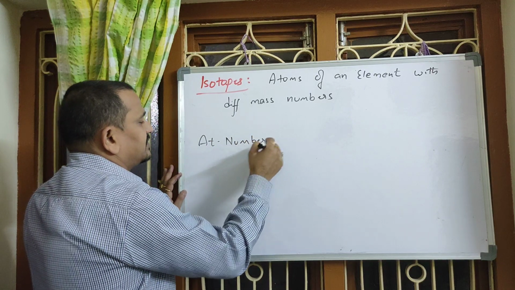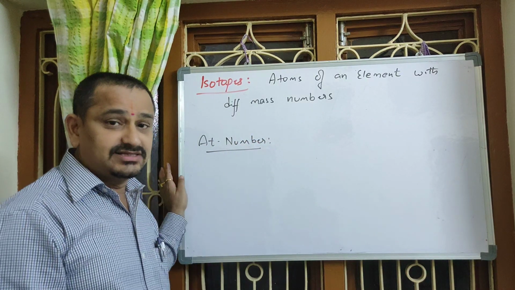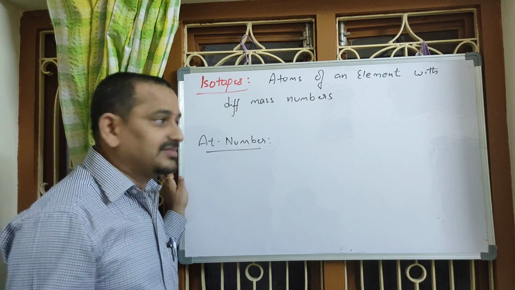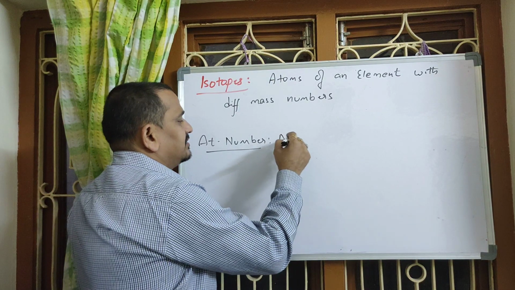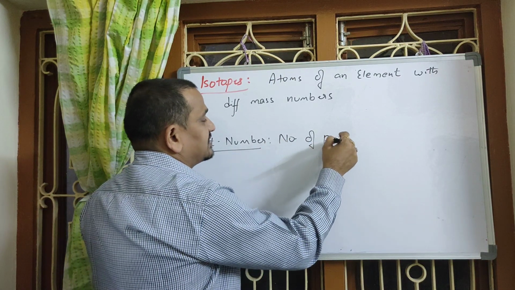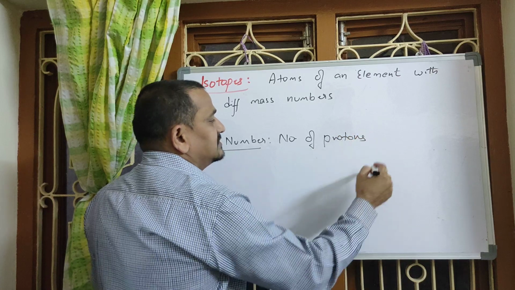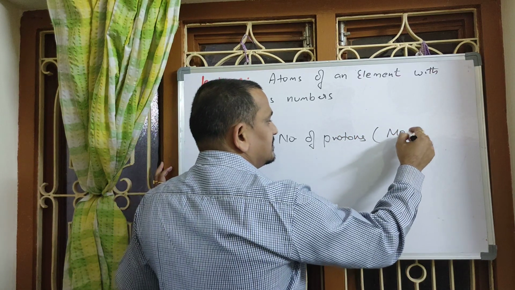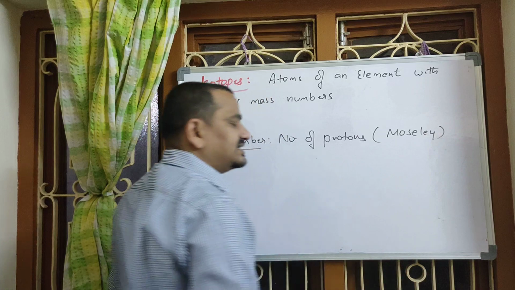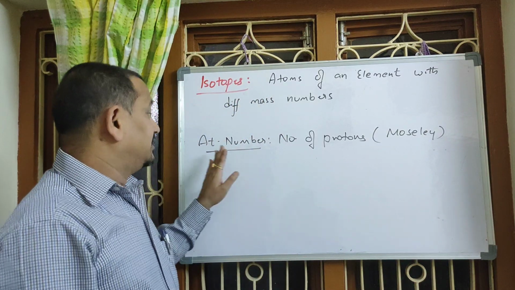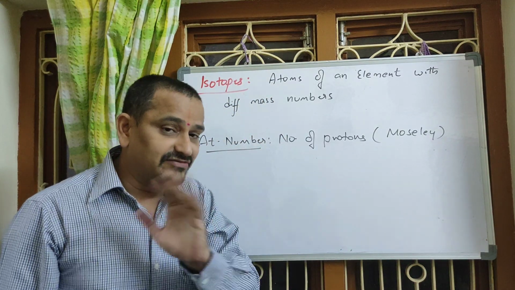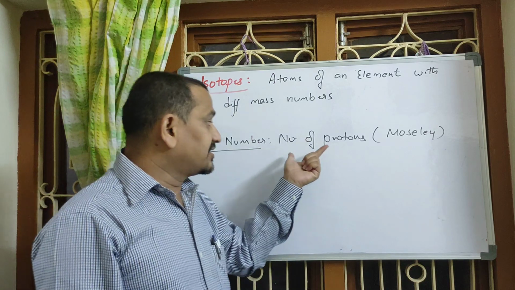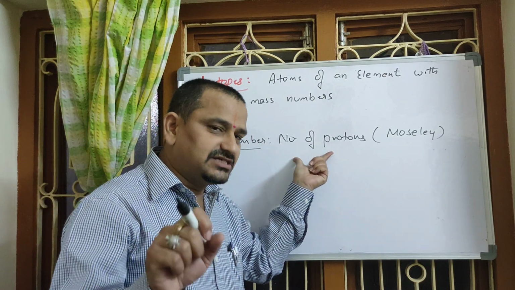What is atomic number? Don't answer number of electrons, please. Atomic number is nothing but the number of protons present in the nucleus of an atom. Who discovered this? Moseley. The definition of atomic number is not number of electrons. It is the number of protons, the number of positively charged particles.